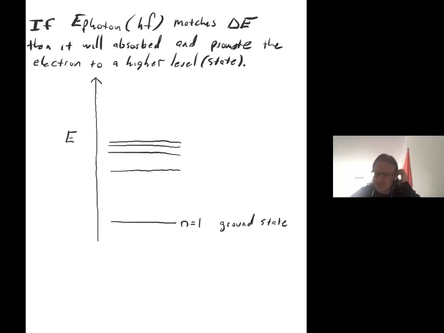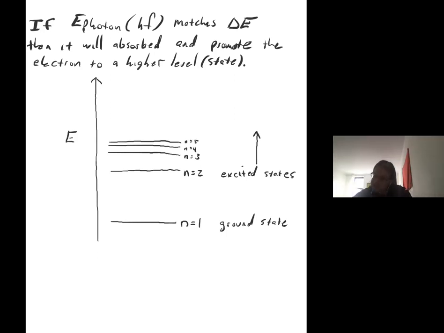You can't have n equals 0. n has to start at 1. Then you have n equals 2. This is called an excited state. It's a cool name, excited state. If the electron is in n equals 2 or above, these are called excited states, meaning they have more energy than the ground state. They're excited. So this is n equals 3, n equals 4, n equals 5.